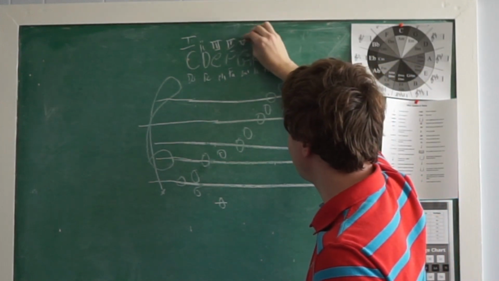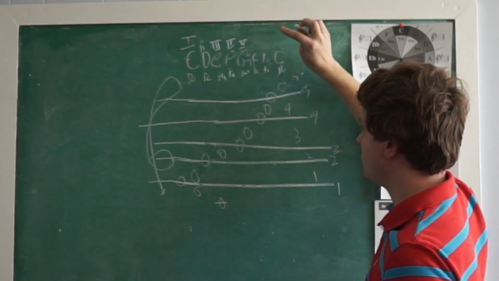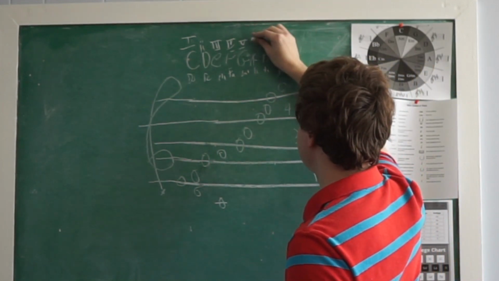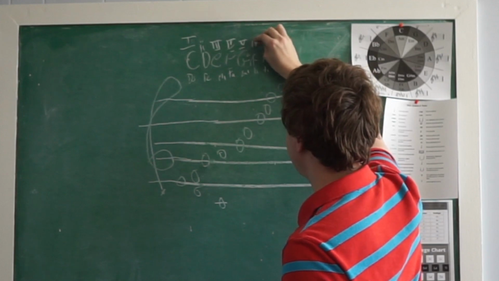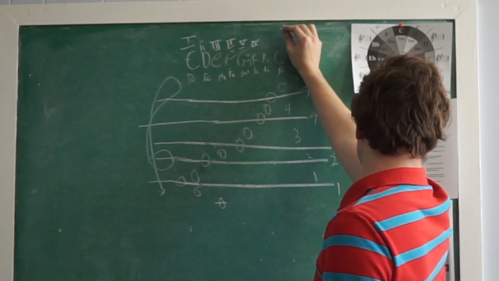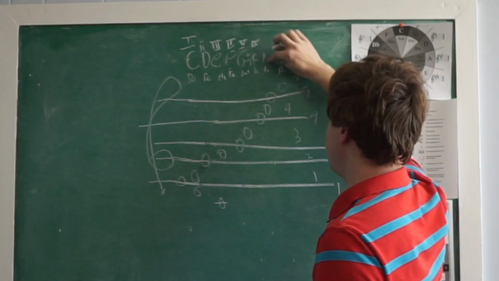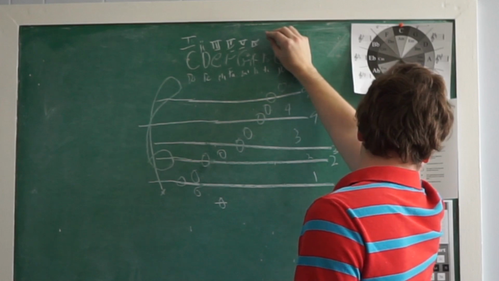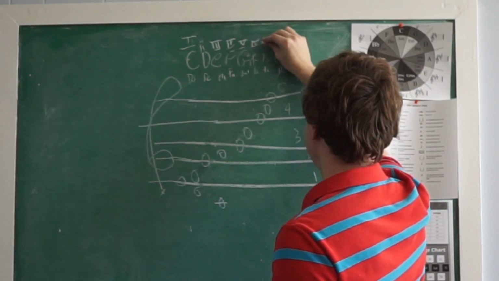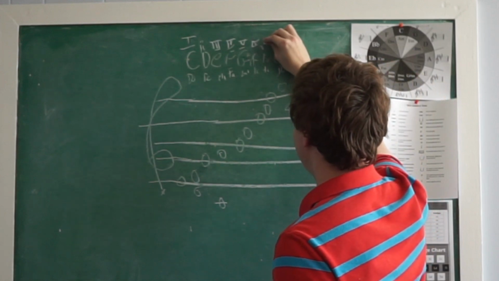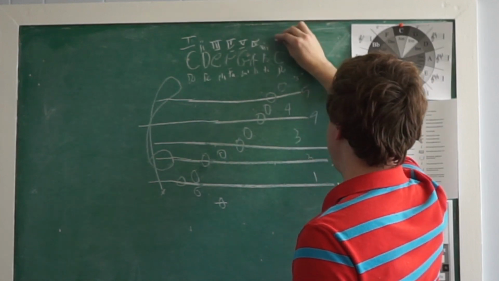5 is G. Fa, so, la would be 6. So draw Roman numeral 6. And then 7 would be ti or B. And then I'm bad at drawing numbers. I apologize. So that would be VII. And then back to 1.